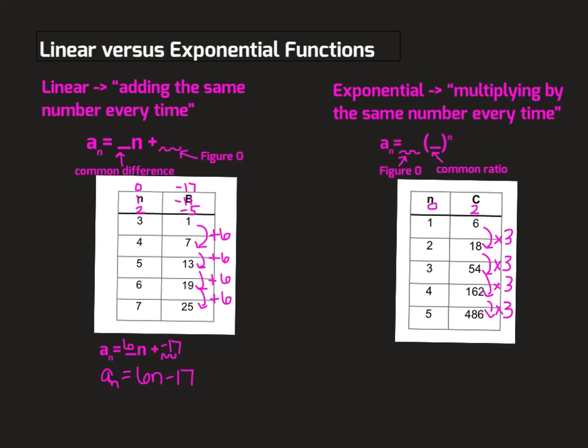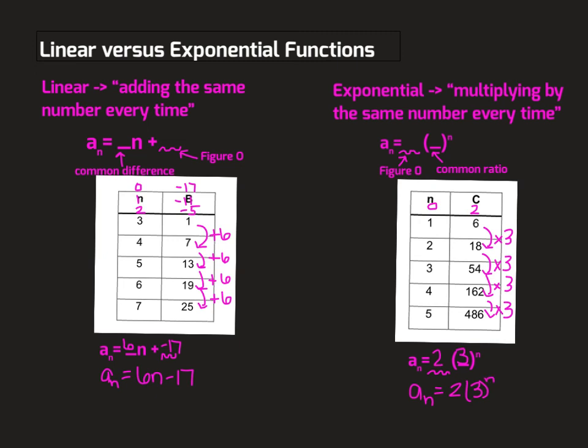Let's fill in these values for our equation. So I'm going to go ahead and fill in 2 for my figure 0 output, and then I'm going to fill in 3 for my common ratio. So we would write this as a sub n is equal to 2 times 3 to the power of n.